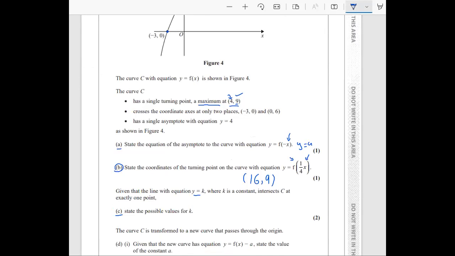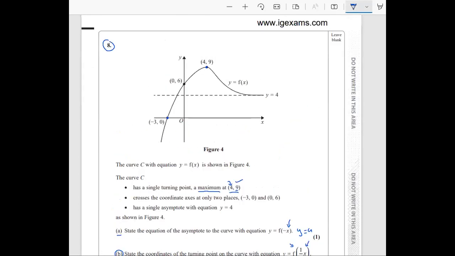So, given that the line y equals k, where k is a constant, intersects C, the curve, at exactly one point, state the possible values for k. Now, C is the curve which we have been discussing, this curve on figure 4. And they want us to find a line y equals k such that this line intersects this curve at one point only. So, can you guess?